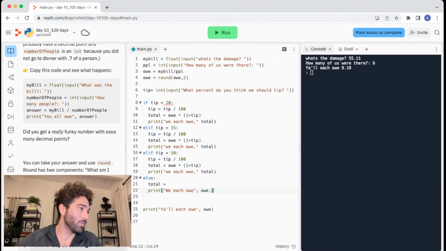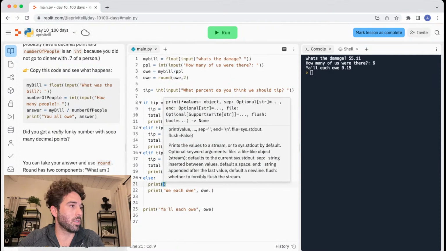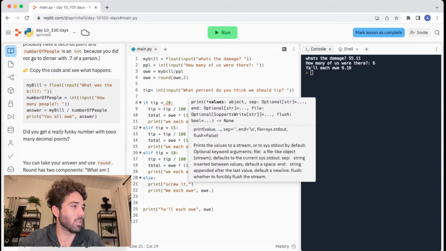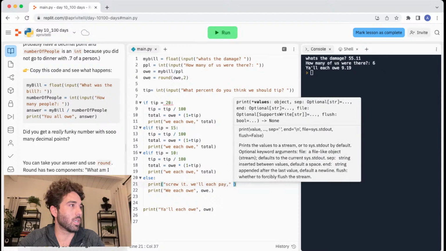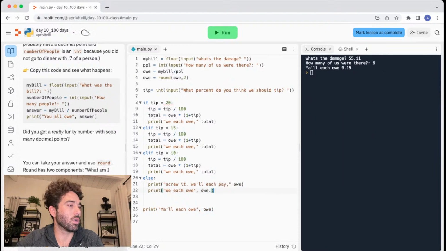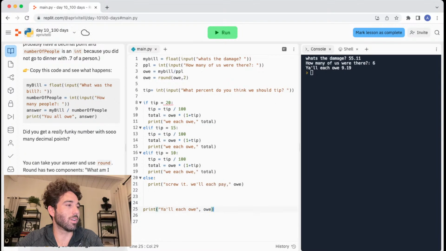And then for this one, if we don't say anything, else print, screw it, we'll each pay O. Let's see how this works out.